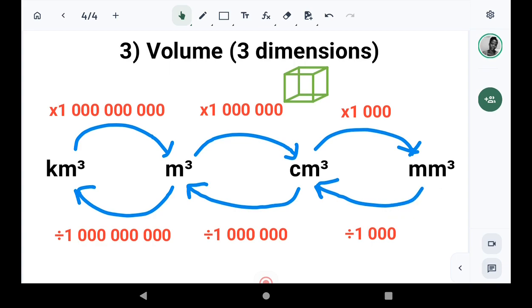total zeros. That is how you basically convert from one unit of measurement to another, depending on the number of dimensions you are working with.